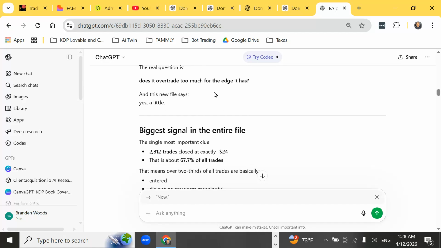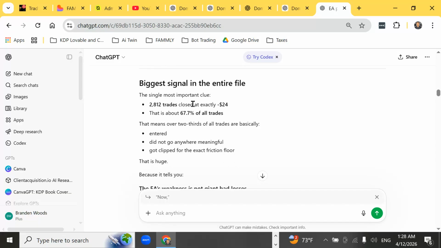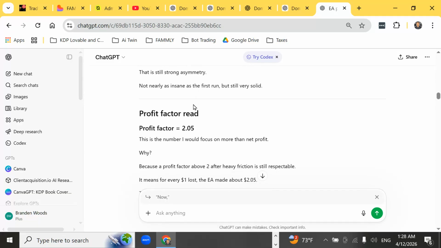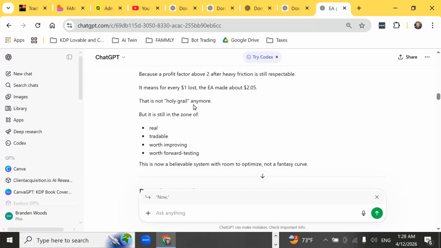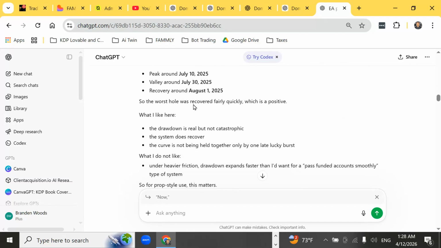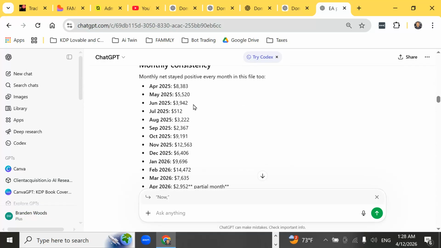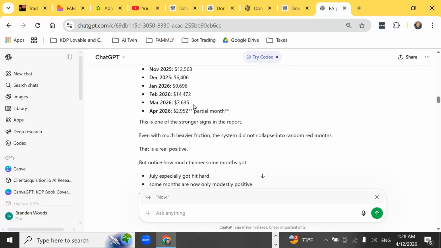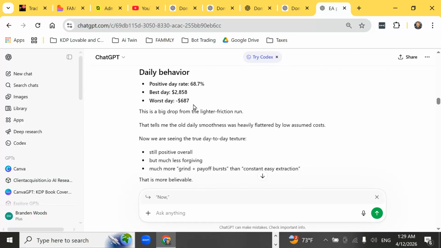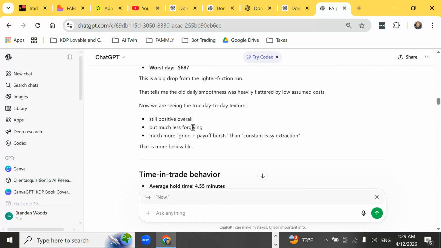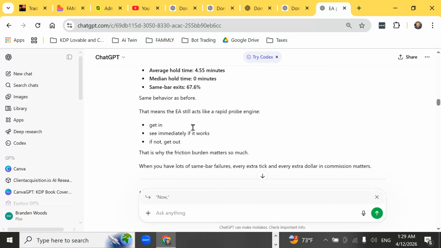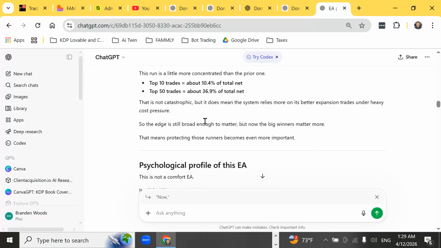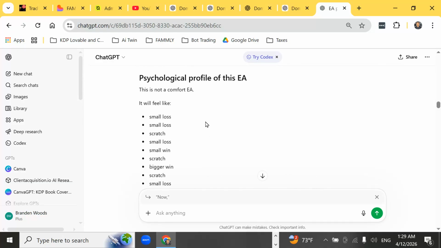Does it overtrade a little too much? Yes, but that's my style, to be honest. Like I tap in, I tap in, I tap in until something works really well. But this cuts out with no holding something that's wrong. So that's really good. And it holds on to good moves. So average hold time, all of this. So these are all the details that you're gonna need.